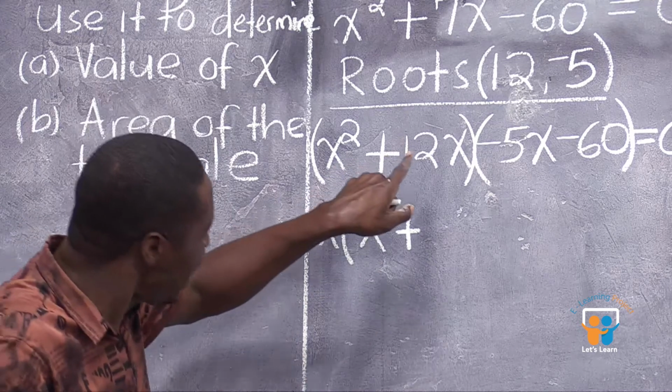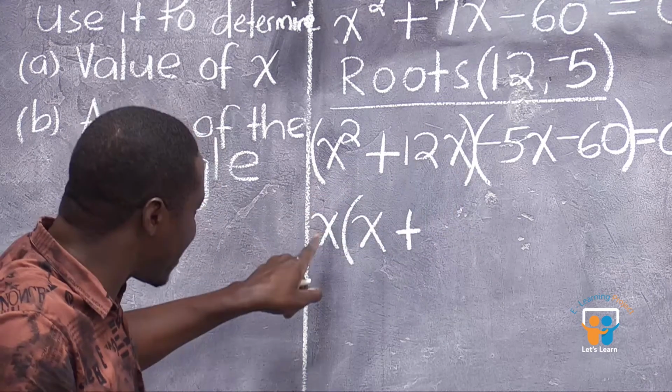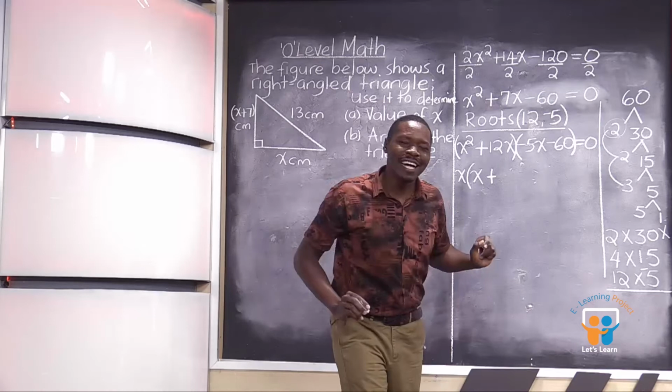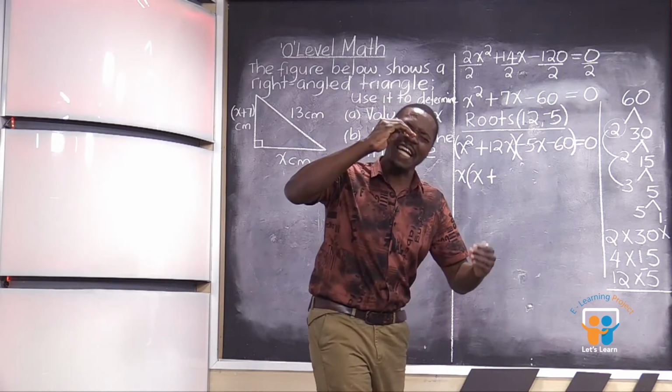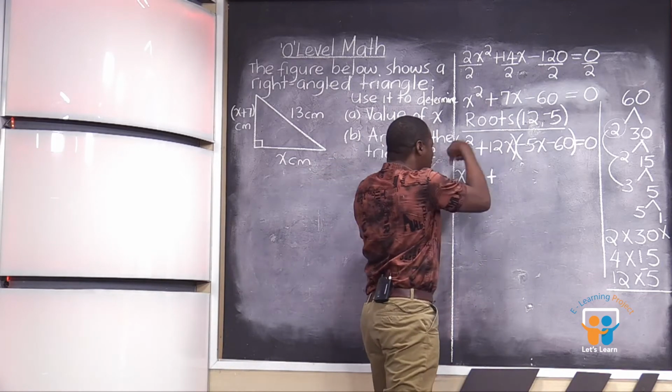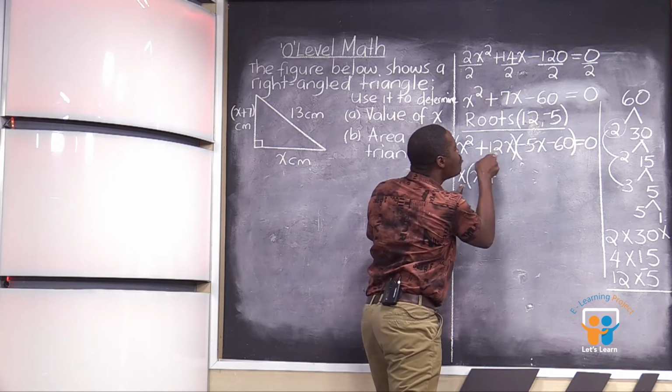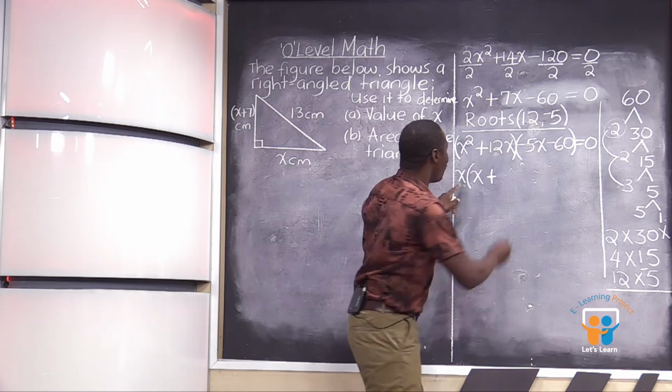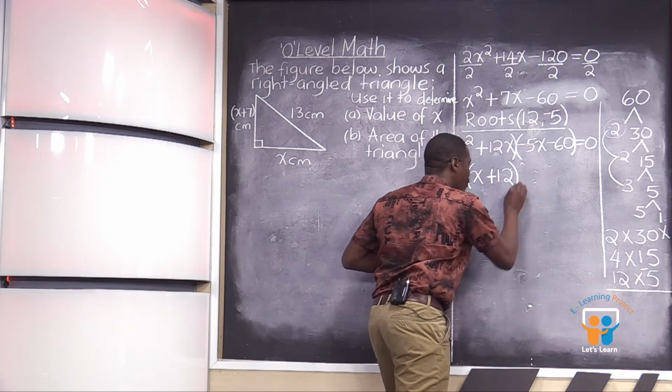Plus, we had a 12 and an x. The x is outside. What do we remain with? The x has moved outside the bracket. What do you remain with? A 12. Wonderful. So we have a positive 12 there.